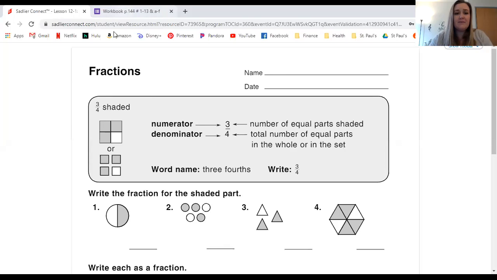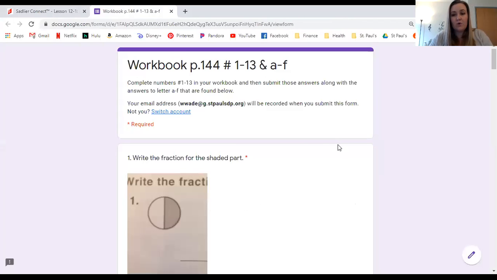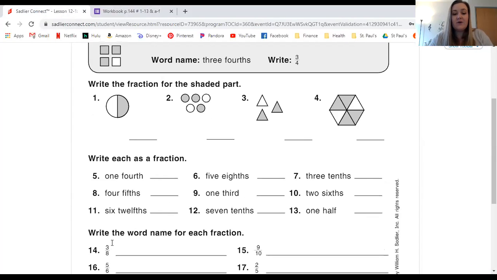Okay, so that gives us a funny little way to show you how to use fractions. So let's take a look at a few more things. I'm going to get us started on our homework today. So come on up here. Your homework today is, if you look here on the Google form sheet, going to be numbers 1 through 13 on this workbook sheet.